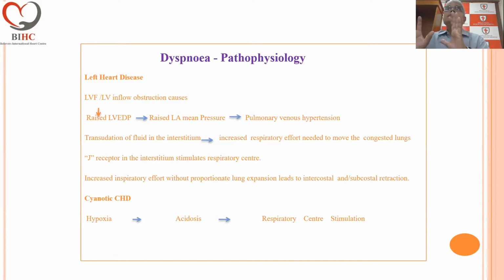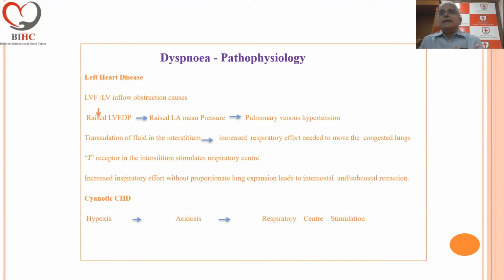So in left heart disease, it is pulmonary venous hypertension due to obstruction at the level of the mitral valve or pulmonary veins, or elevation of the LV end diastolic pressure due to left ventricular failure, which causes pulmonary venous hypertension, transudation of fluid into the interstitium, J receptor stimulation, greater respiratory effort to move the lung, and hence dyspnea.